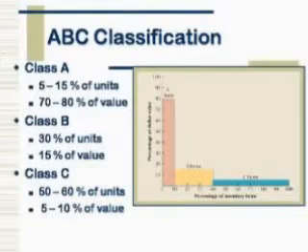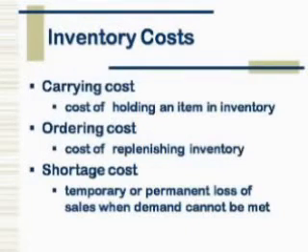Inventory cost. First is the holding or carrying cost, the cost of holding an item of inventory. Next is the ordering cost, the cost of replenishing inventory. Shortage cost is the temporary or permanent loss of sales when demand cannot be met. The ABC approach classifies the inventory items according to some measure of importance.